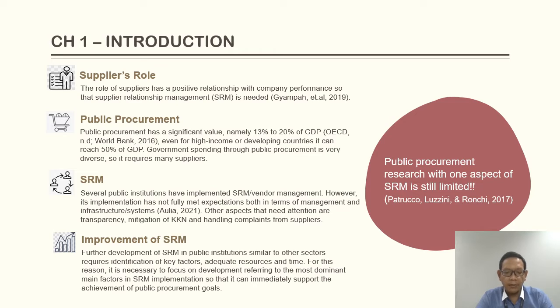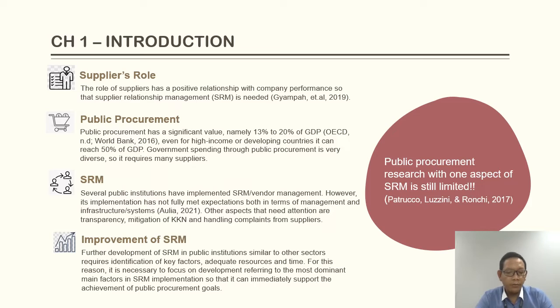From the needs of government goods and services, the types are very diverse, ranging from infrastructure, IT system, until routine needs such as stationery. This condition requires many suppliers so that there is a need to manage. Several public institutions have implemented SRM, but from the result of the research, the level of satisfaction has not met expectation, both from the management side and from the infrastructure or system side.